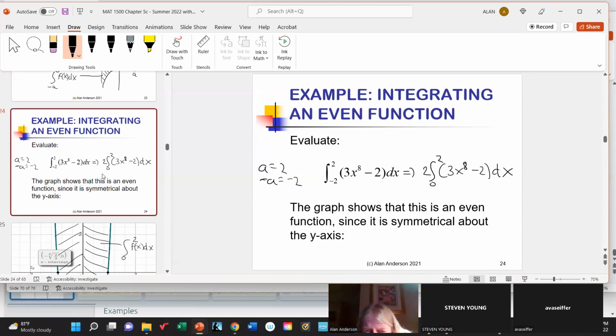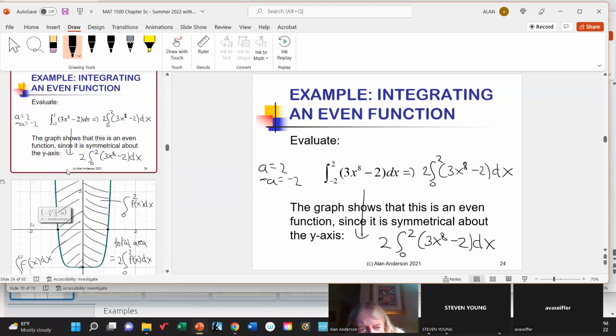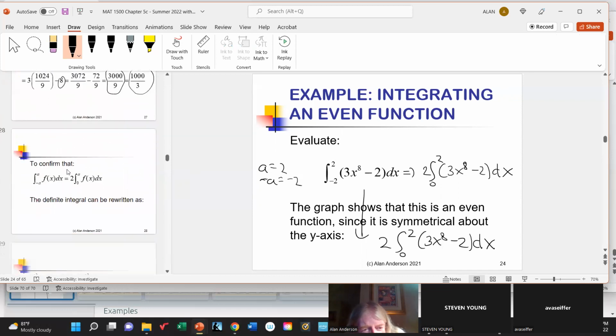Remember before we said that we should be able to, under these conditions, rewrite this as 2 times the integral from 0 to 2 of 3x to the 8th minus 2 dx. So we're going to do that now. We're going to try it the second way and confirm that our result works. Okay, so because this is an even function, this should give us the same result. So let's do it.